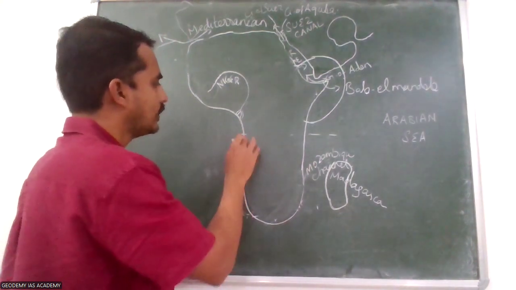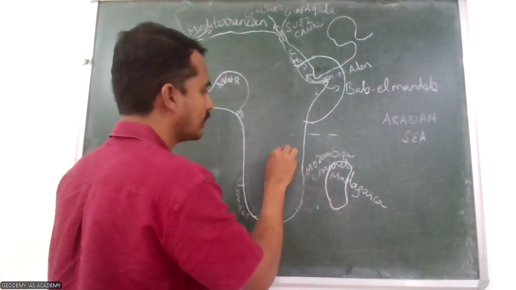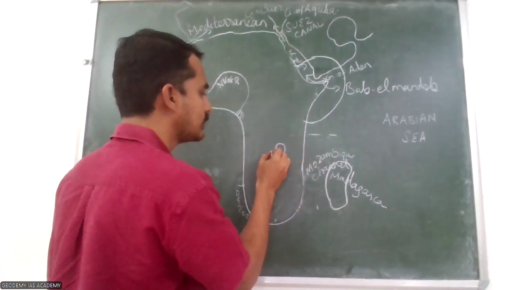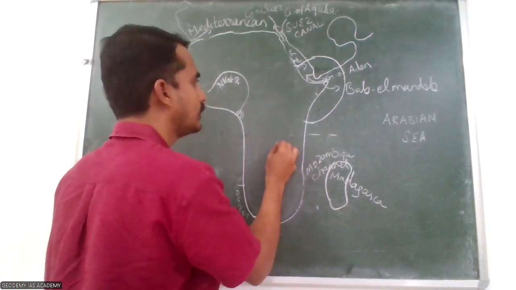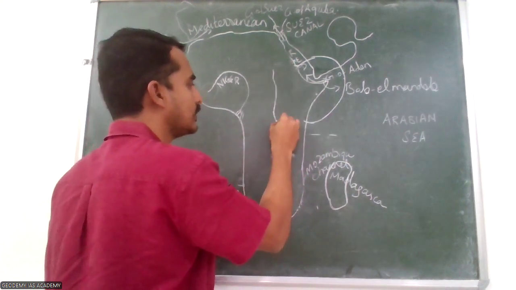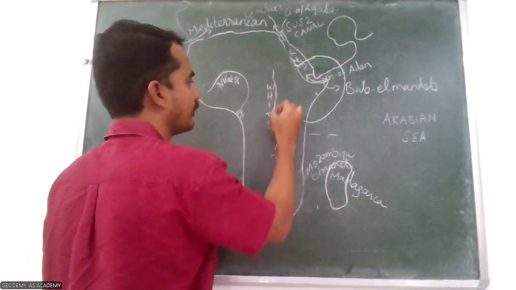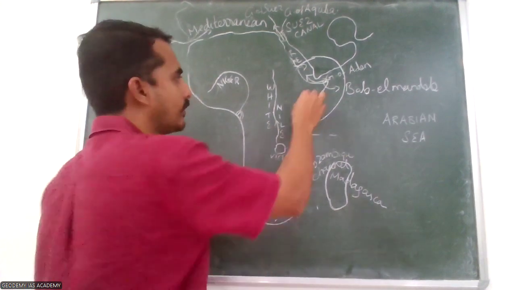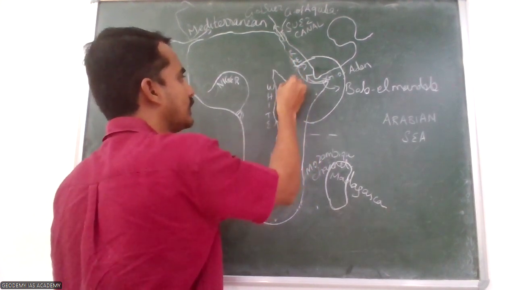Next important, we know the longest river in Africa, from Lake Victoria. Here is Lake Victoria. From Lake Victoria, the Nile River flows, and here the name of the river is White Nile. And from the Ethiopia region, the other Nile goes. Here it is the Blue Nile.